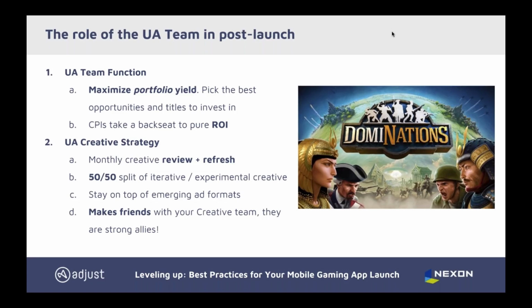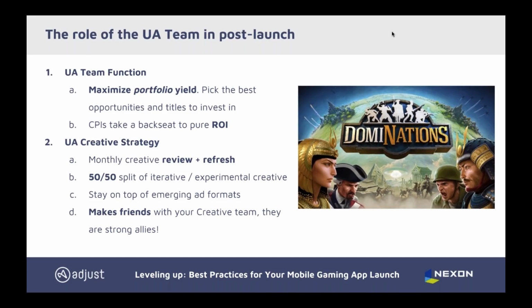So the goal of the UA team in this post-launch phase is that you want to be maximizing your portfolio yield. So this means you're picking your best opportunities from all the titles that you might have available to you. At Nexon, we're very fortunate that we have a large number of titles, between both what we develop and what our South Korean parent company sends our way.